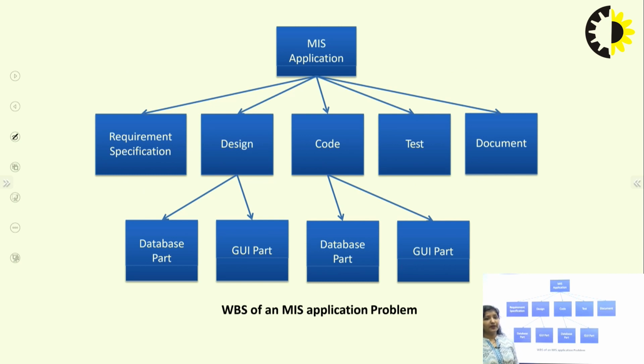This is a WBS for an MIS application. The MIS application is divided into further sub-activities like requirement specification, design, coding, testing and documentation. The design is further divided into a database part and a GUI part. Similarly, the code is divided into a database part and a GUI part. So this is how the WBS for the MIS application problem can be created.